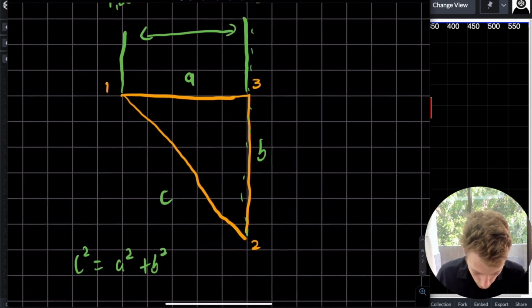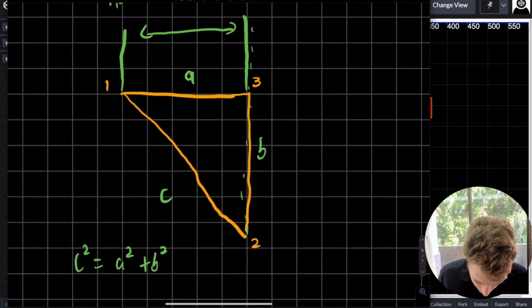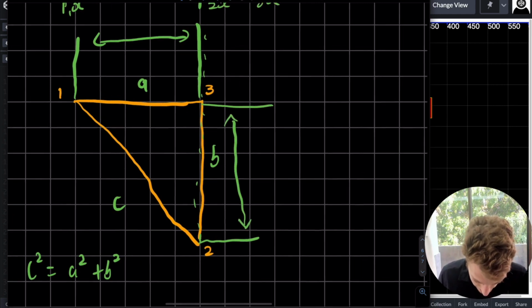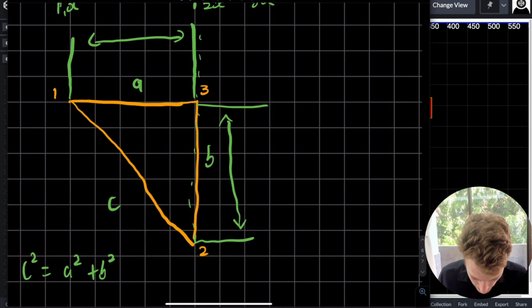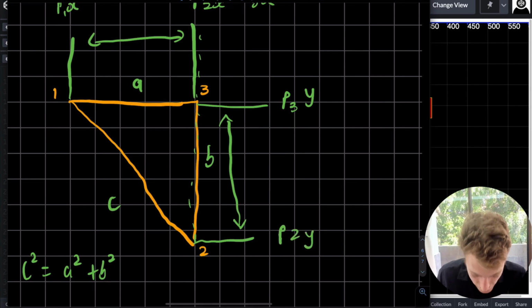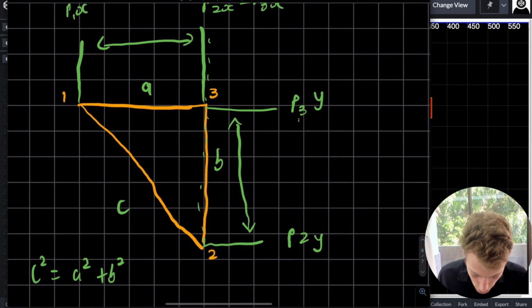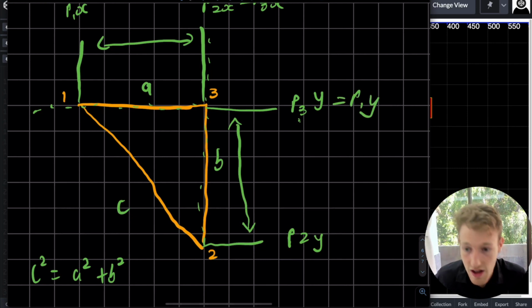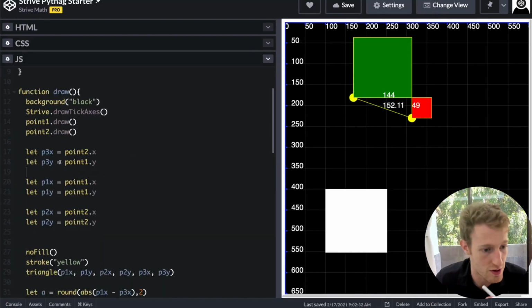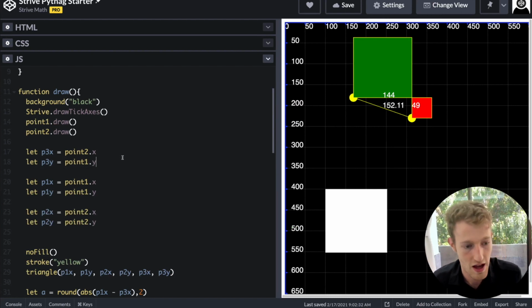Now, similarly, to find B, we simply needed to find the vertical height. So we found this, okay? And what we said there was P3y minus P2y. And now similarly, P3y is the exact same as P1y, right? That's equal to P1y. Again, we could show that in code with what we did here. P3y is equal to P1y.